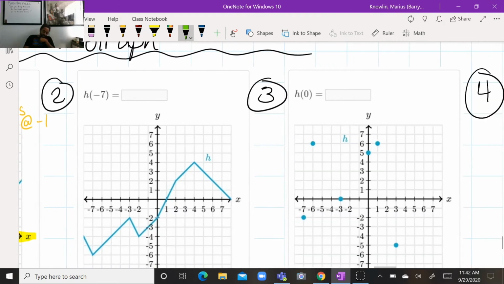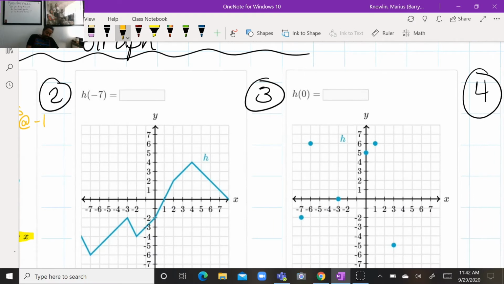Let's take a look at number 2. Once again, number 2 tells us that x is equal to -7, so refer to the x-axis at -7. Alright. So, once again, we're focusing on our x-axis. We're going to go to -7, which is right here.